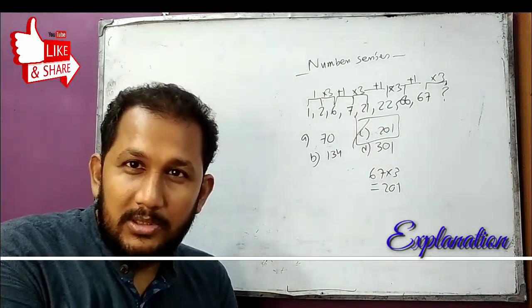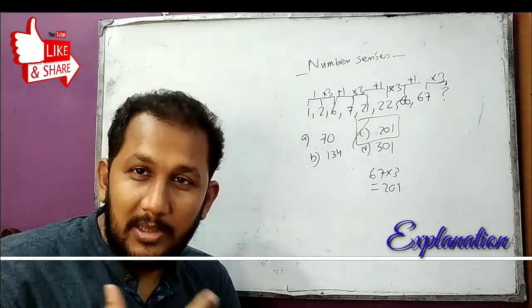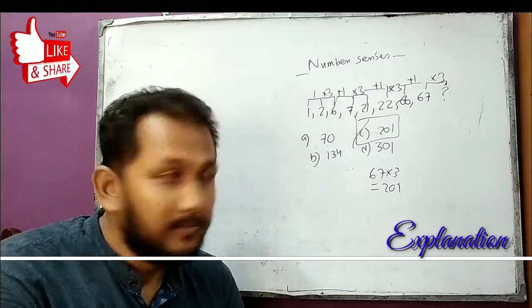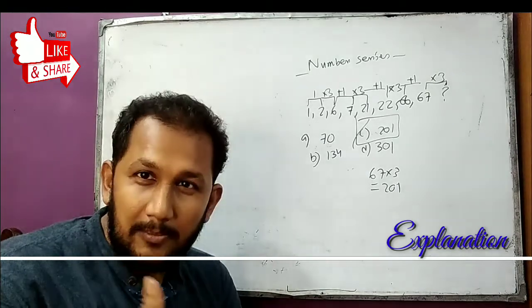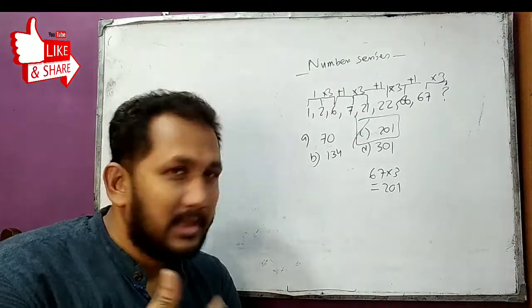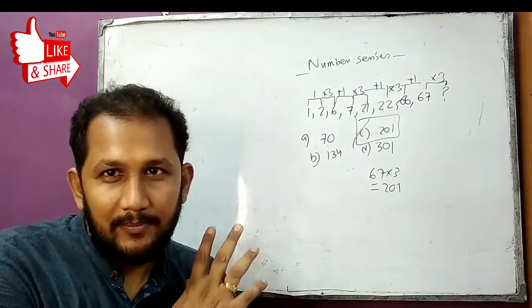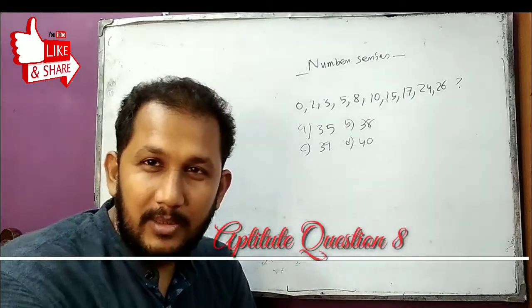So between the first number and the second number there is a gap of 1, and between the second number and the third number there is a multiplication by 3. Then again addition of 1 and multiplied by 3, addition of 1 and multiplied by 3. So easily we can get the answer. Let us consider the next question.